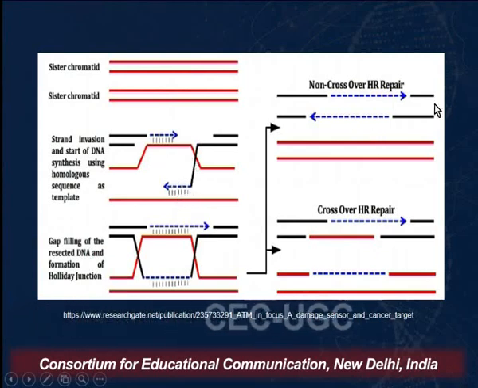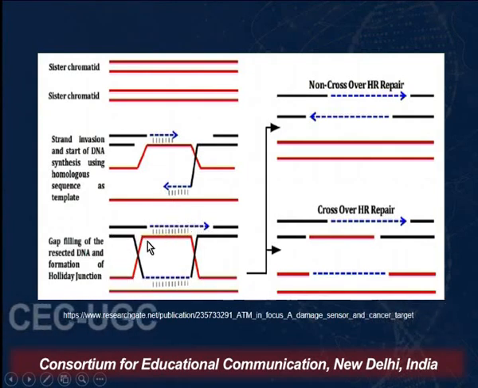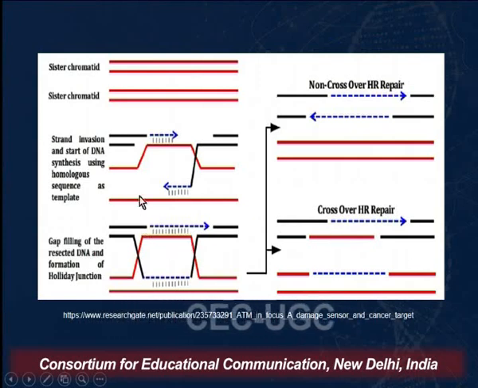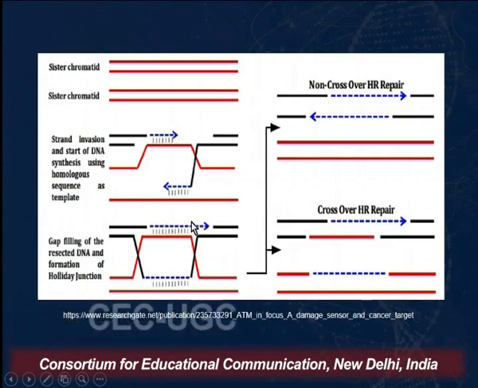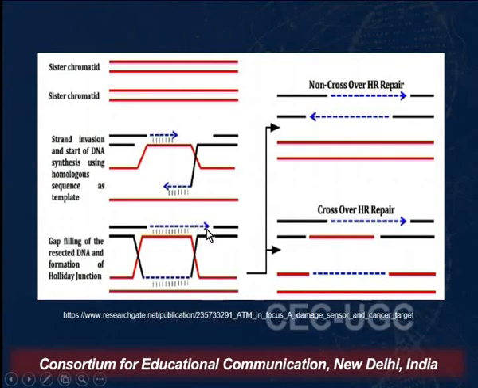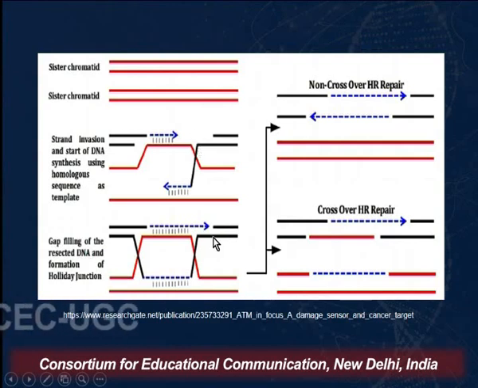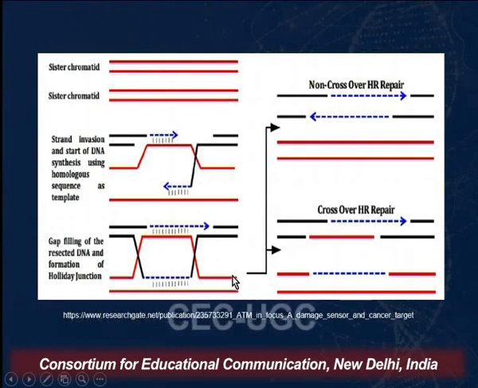by either non-crossing over, where the synthesis of the strands takes place, or the crossing over bridges, where basically this is called the Holliday junction, named after its discoverer, and this is resolved by the synthesis again of the strands based upon the homologous template. So these are the regions which are homologous between the targeted one and the sister chromatids, and then the synthesis of the complementary strands takes place, and ultimately ligases come and seal the nicks. So this is the homology directed repair.